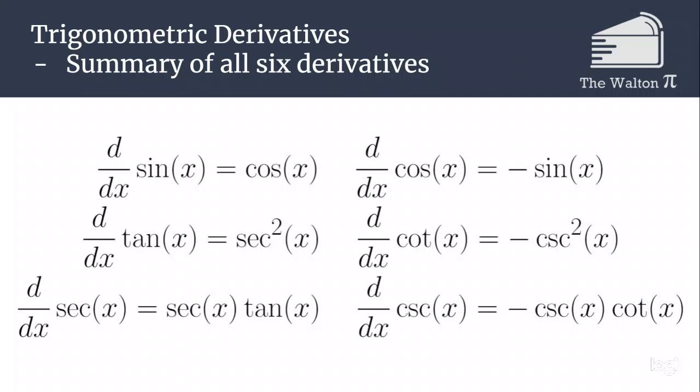So here's a quick summary of all 6 derivatives. The derivative of sine is cosine, the derivative of cosine is negative sine, the derivative of tangent is secant squared, the derivative of cotangent is negative cosecant squared, the derivative of secant is secant times tangent, and the derivative of cosecant is negative cosecant times cotangent. So those are what all of those different derivatives are going to be.